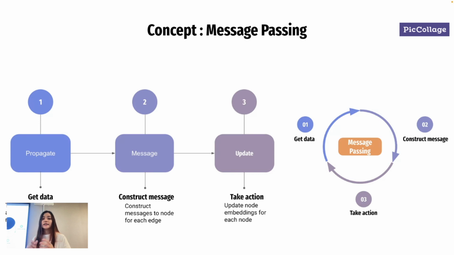And then the second step is message. You will construct the message for the node that needs to be updated. And then it really takes action. It's update. So you will update the embedding for all the nodes in the graph. So it's like a cycle. First get the data, construct the message and take actions. You will use this way to update all the nodes in the graph.